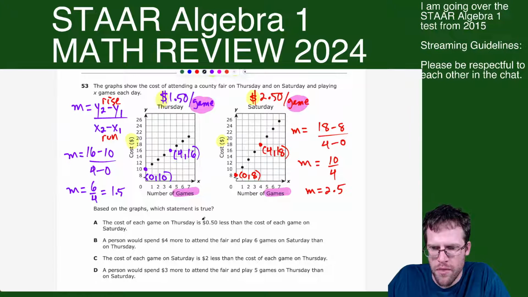The cost of each game on Thursday is 50 cents less. No, it is $1 less. Okay, so if it were $1 less, then it would be true. That's not the case. So this one's out. A person would spend $4 more to attend the fair and play 6 games on Saturday than on Thursday.